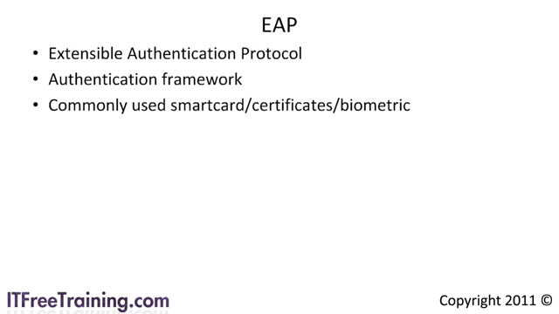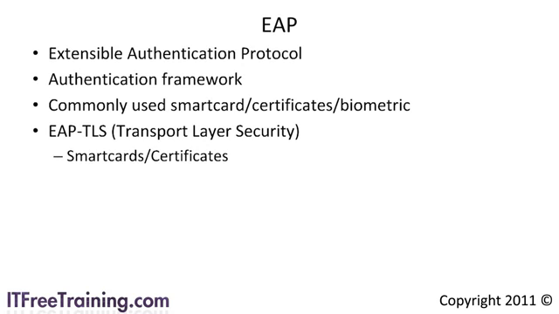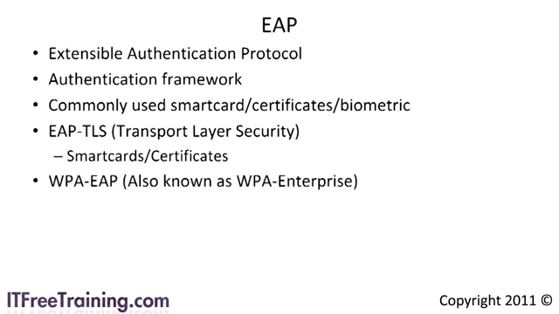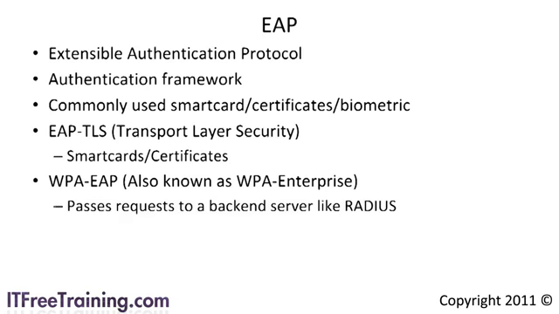One of the more commonly used implementations of EAP is EAP TLS. TLS stands for Transport Layer Security and is the next generation of SSL. It is commonly used for smart cards and certificates. If you see a question on the exam that mentions EAP TLS, the answer is probably a smart card or certificate. If you are using wireless, you may come across WPA EAP, otherwise known as WPA Enterprise. This authentication method passes requests on to a back-end server such as Radius.